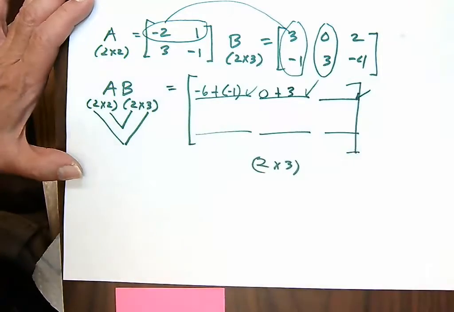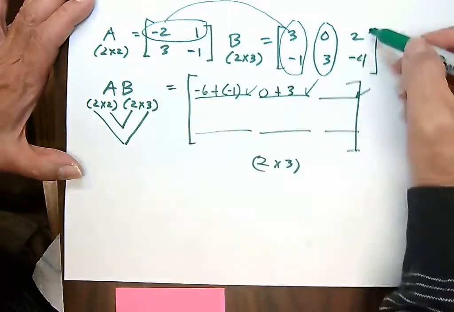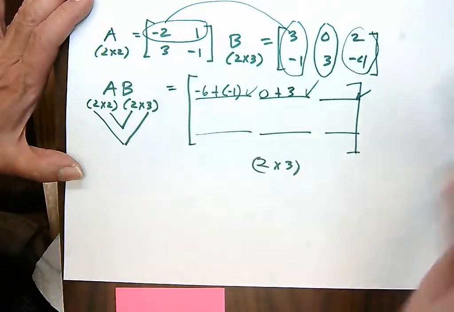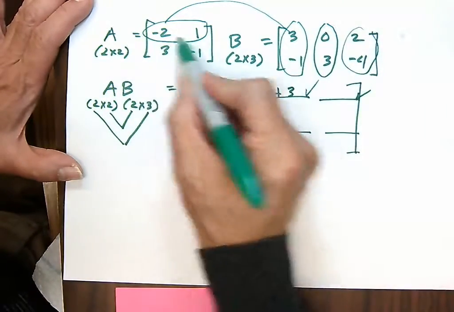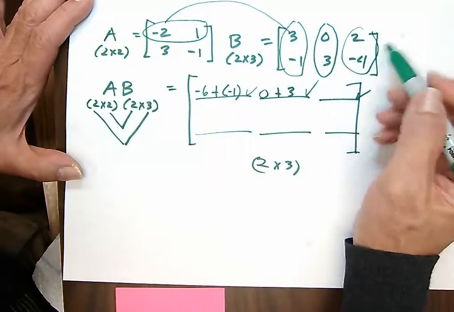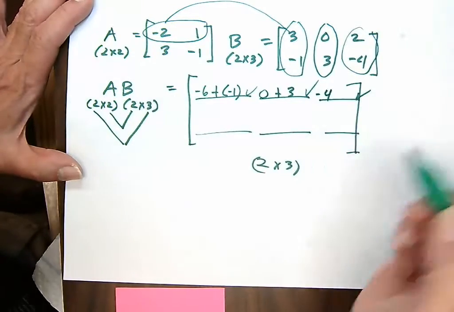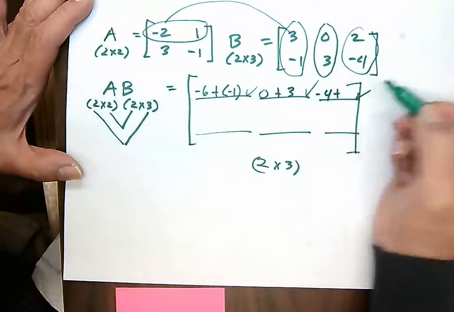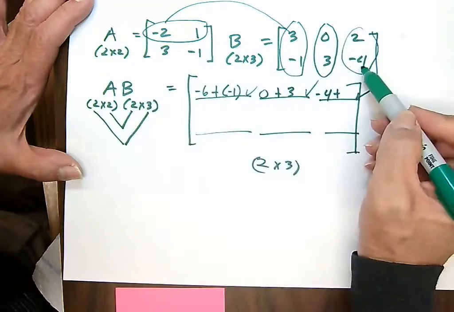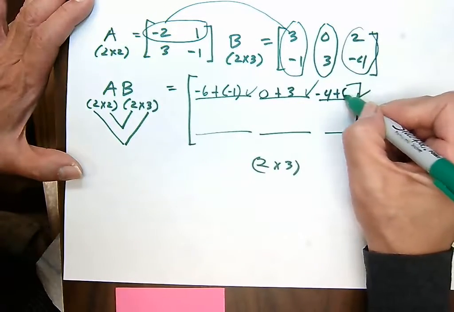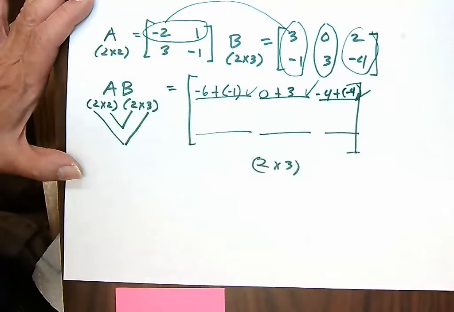Let's go for the next element, first row, third column. I use the first row of the lead matrix, this time the third column of the lag matrix. So I'm going to go -2 times 2, which is a -4, plus, it's always plus, 1 times a -4, which is a -4. So that's actually -4 plus a -4, which is going to be -8.